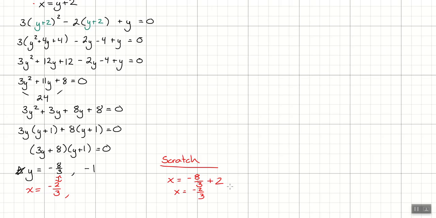Alternatively, I also got -1, so I'll just try that one. X equals -1 plus 2, and I think I get -1. And here it is. Just kidding, it's a positive one, but other than that, I like it. And I now have these x's and these y's corresponding as well.